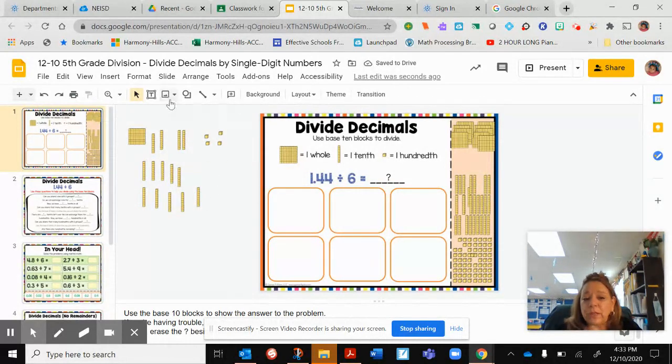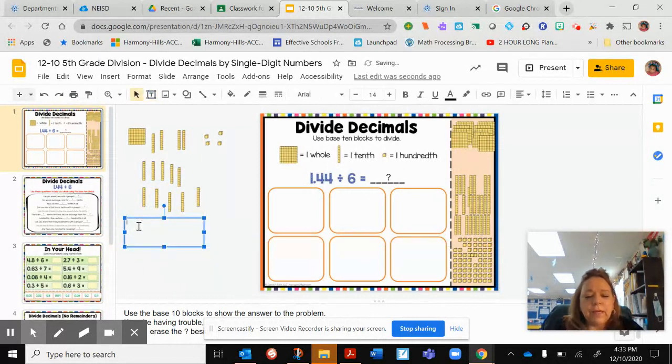So how many total tenths do I have? Absolutely, I'm going to have 14 tenths in total. So I'm going to make a box here, and I'm going to type in 14. That's tiny, tiny, tiny. I want to enlarge it. I'm going to have 14 tenths. There you go. So now I can take my 14 tenths and start putting them in each group.